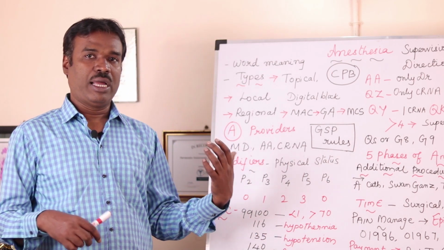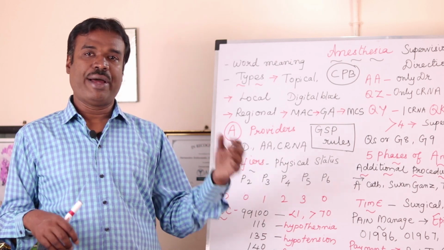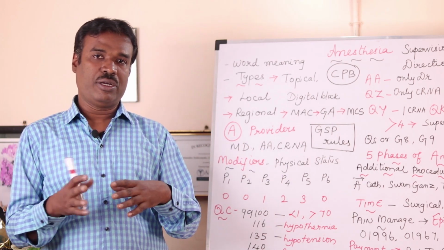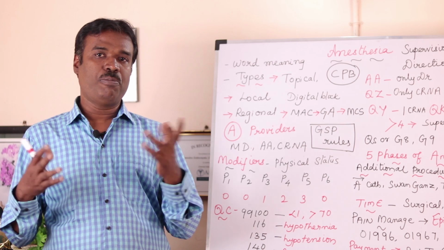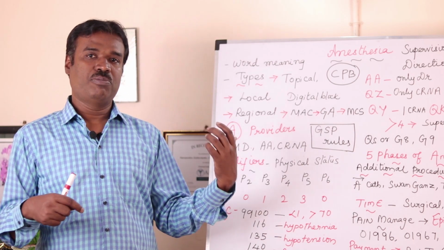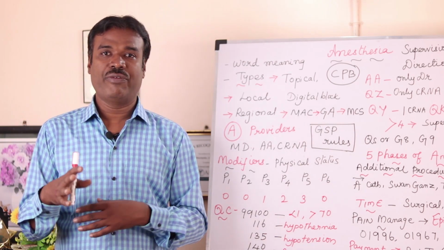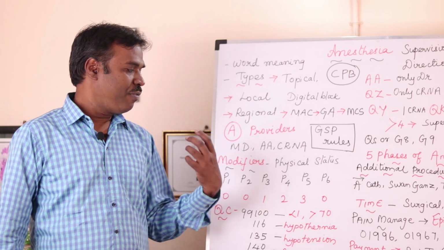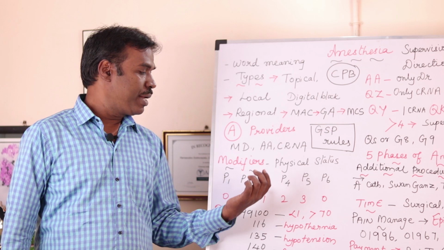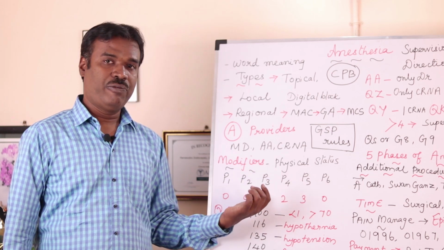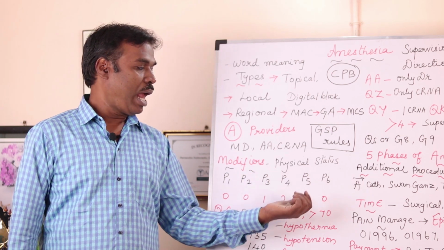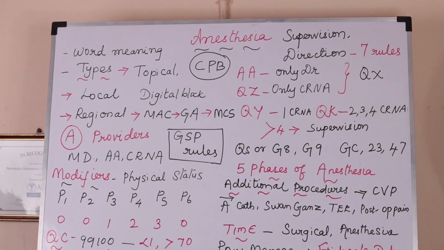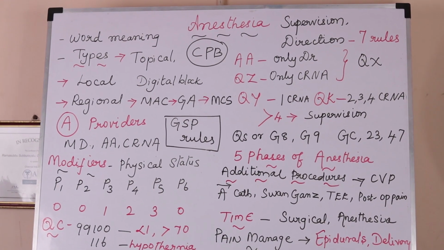And you should know that all these physical statuses are given only by the doctors. Coders have no role to play in it, because these modifiers should be explicitly given in the anesthesia record. And for the sake of values, P3 has a value of 1, P4 is 2 and P5 is 3, and the other modifiers have 0 units.